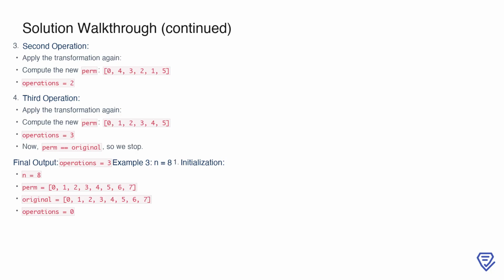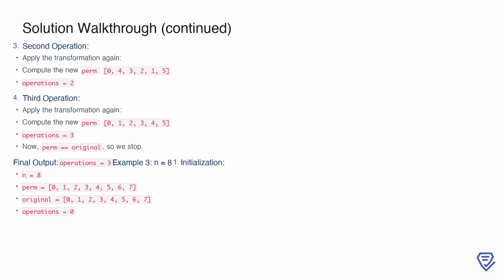Then, for the third operation, the transformation is conducted once again, and the new perm is 0, 1, 2, 3, 4, 5. At this stage, perm matches the original array, so we stop. The minimum number of operations required for n equals 6 is therefore 3, and the final output is operations equals 3. Finally, let's explore a larger example with n equals 8.